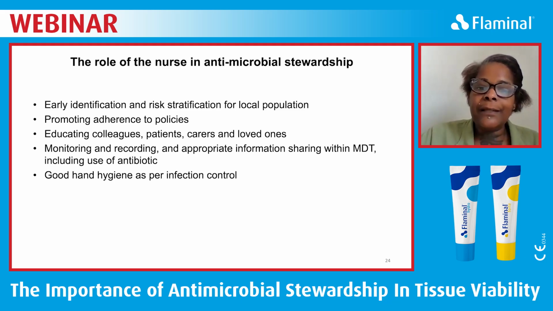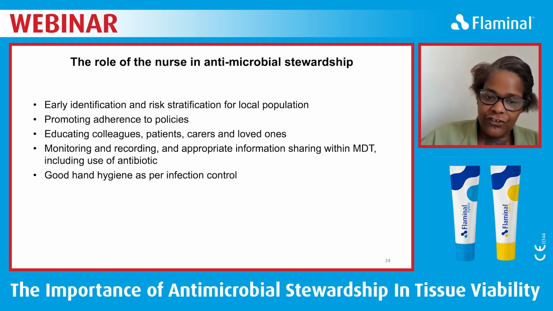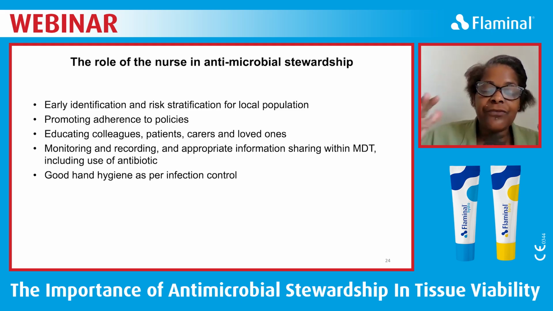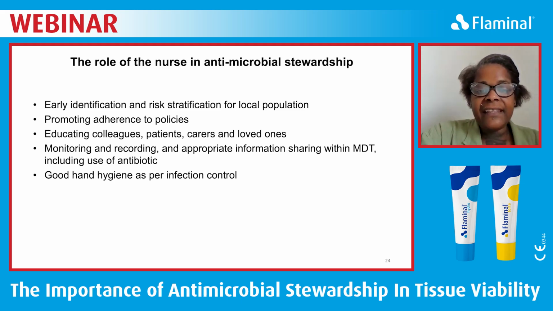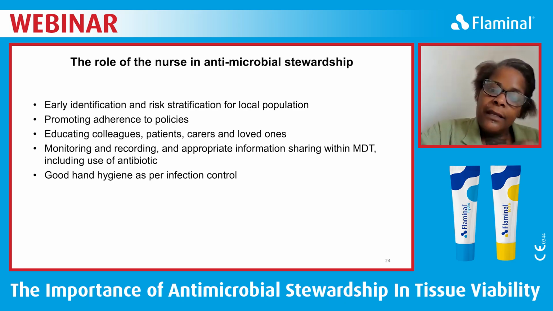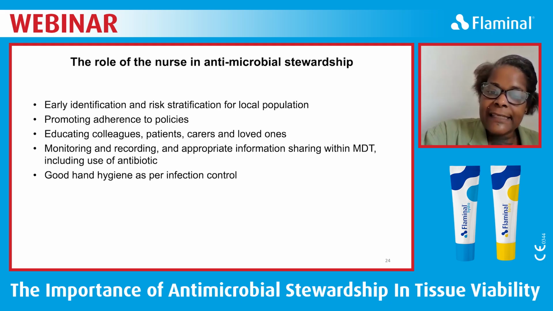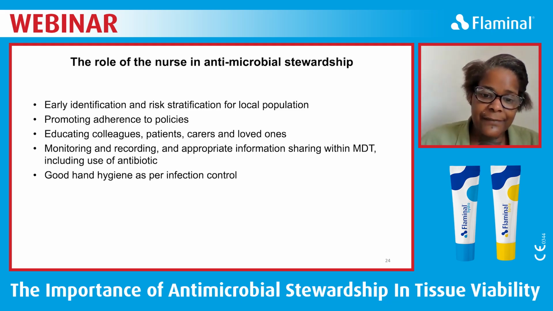It's about educating our colleagues, patients, carers, and loved ones about their risk of wound infection and how we can reduce those risks through early identification of these groups of patients, and how we educate our colleagues to recognize early interventions and the effect that it has on reducing the overuse of antimicrobial dressings, whilst wanting to ensure that the patients get the right antimicrobials, either dressings or medication, at the right time and not before they are actually needed.